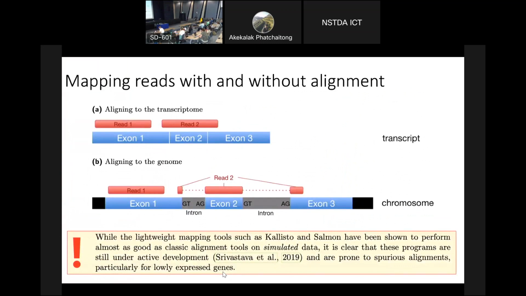Now, if you align to the transcriptome, as you know, the transcriptome is exons only, so it will match to whatever exon is available, and that's it. Now, there is actually a problem with this approach. Any thoughts? What could be a limitation of mapping to the transcriptome? Anyone? Why should you prefer this over this? Yes.